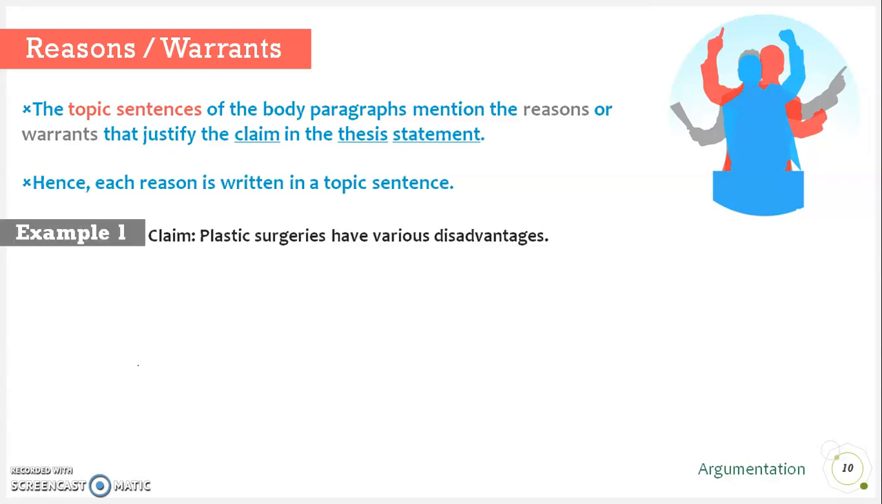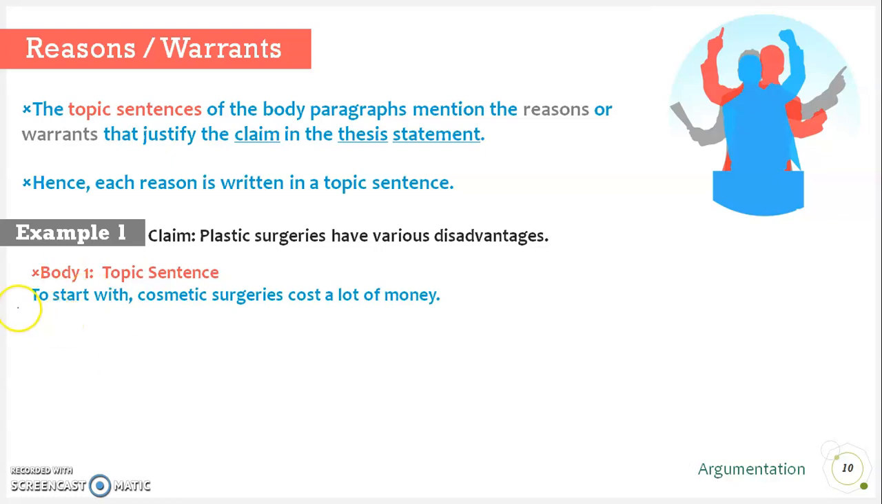Example. Remember, in the first claim, we said plastic surgeries have various disadvantages. Alright, and these disadvantages included 3 reasons. The first one was about it being costly, expensive. So, the topic sentence is to start with cosmetic surgeries, here we have the topic, and then cost a lot of money, the main idea of our paragraph.